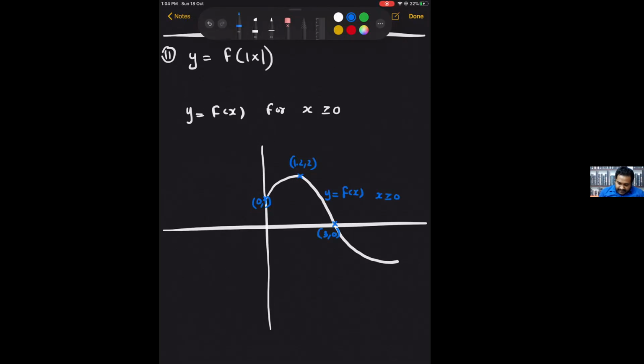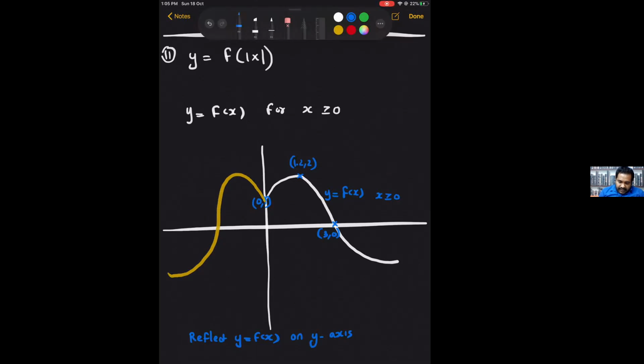the idea is you should reflect y is equal to f of x on the y-axis. So that means I will reflect this. So if I'm reflecting this part, definitely you are getting a shape something like this.